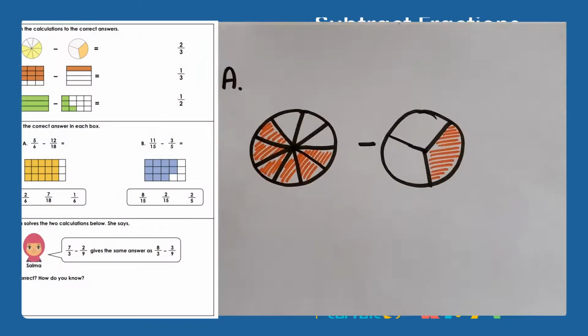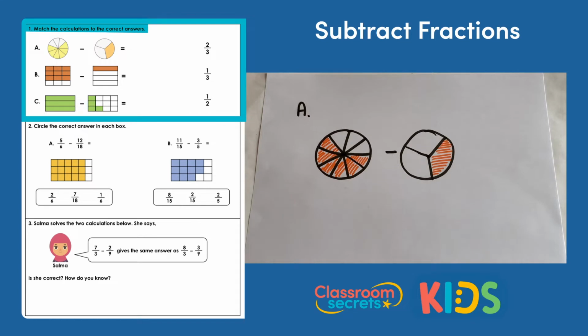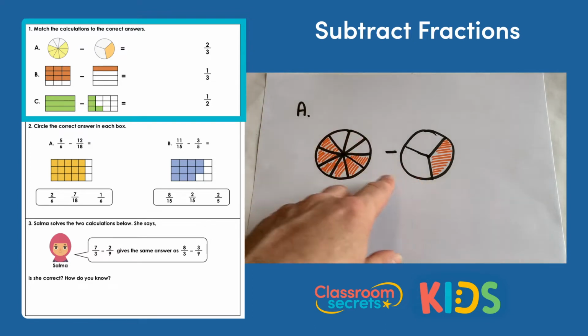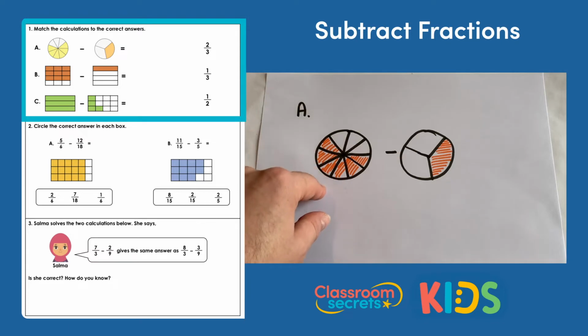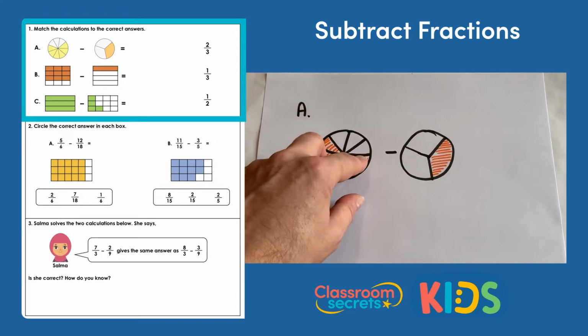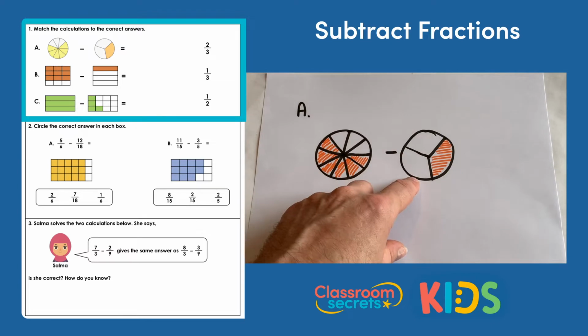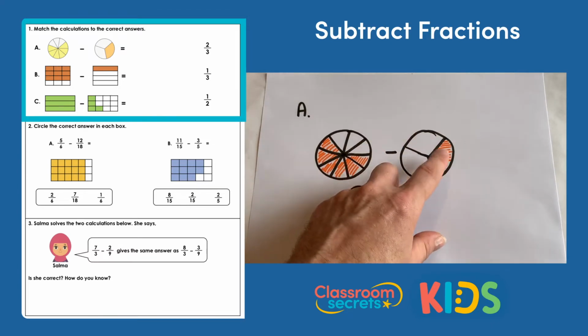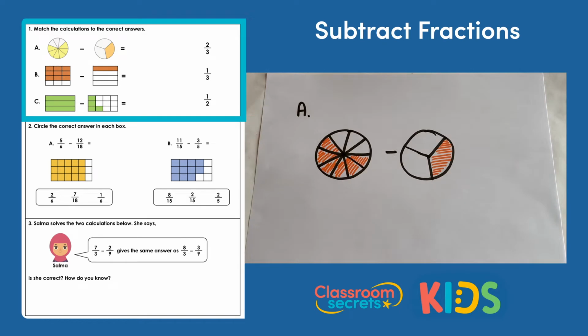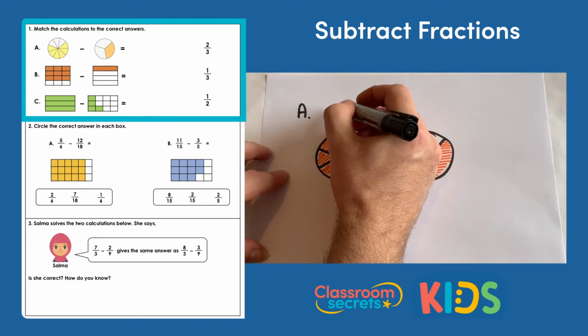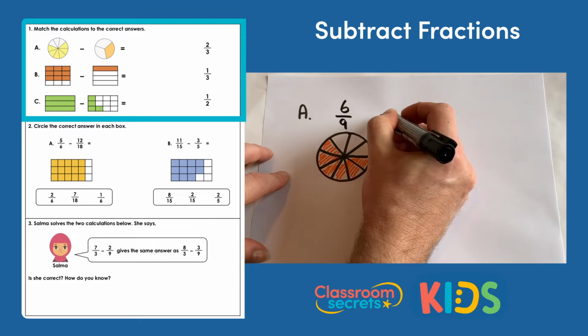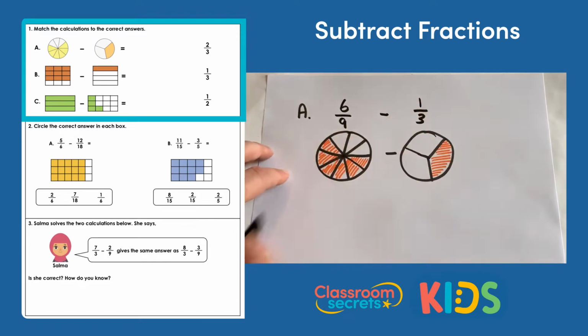Question 1 says match the calculations to the correct answers, and we have different diagrams there showing the subtractions A, B and C, and we have the answers to match them up to. So A, if you look at this diagram here, we've got two circles. We've got one split into 9 equal pieces, and there's 1, 2, 3, 4, 5, 6 of them shaded in. And we have another one split into thirds, 3 equal pieces, and there's 1 of those shaded in. So this calculation here is 6 ninths, take away 1/3.